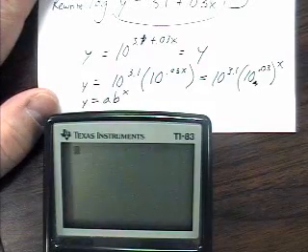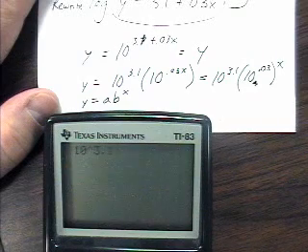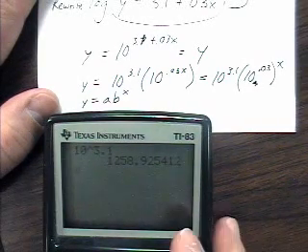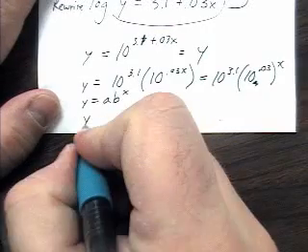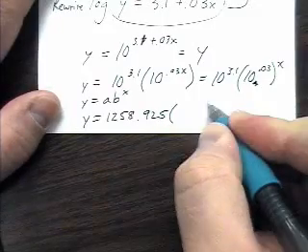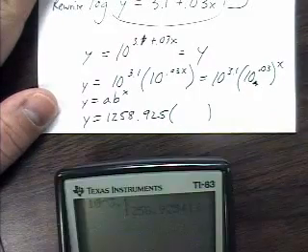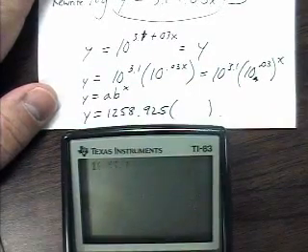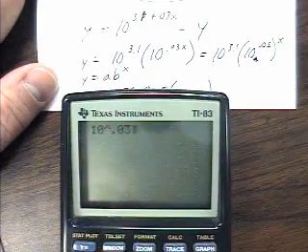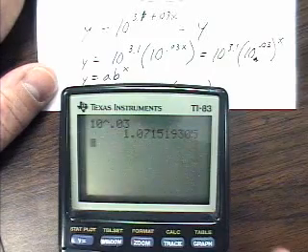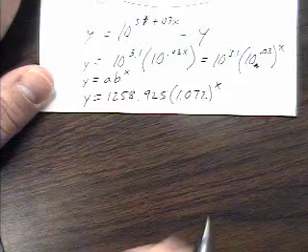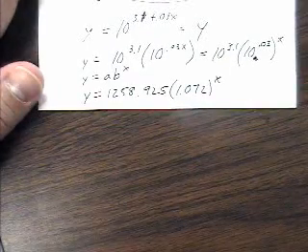So what's a? 10 to the 3.1. So what do you got there? 1258.925. And what do we have for b? 10 to the 0.03, 1.072. Round things to the thousandths place, and that'll make things better. Thank you.